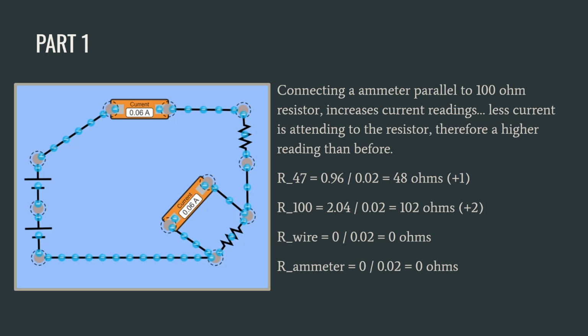By connecting another ammeter parallel to the 100 ohm resistor, we see that the reading has increased to 0.06, meaning that there is less resistance in the circuit, causing an increase in current flow. You can calculate the resistances for each location shown in each equation, with the increase in voltage seen on the side.